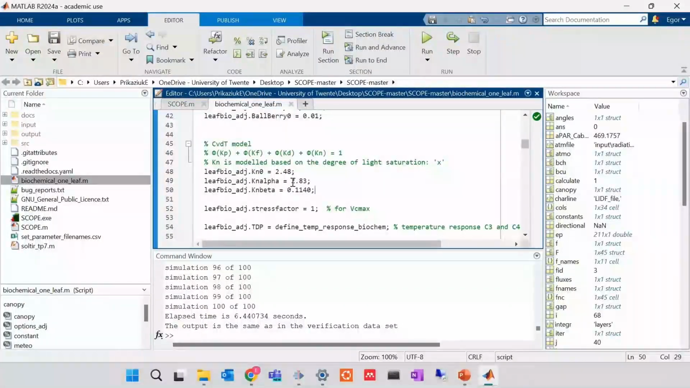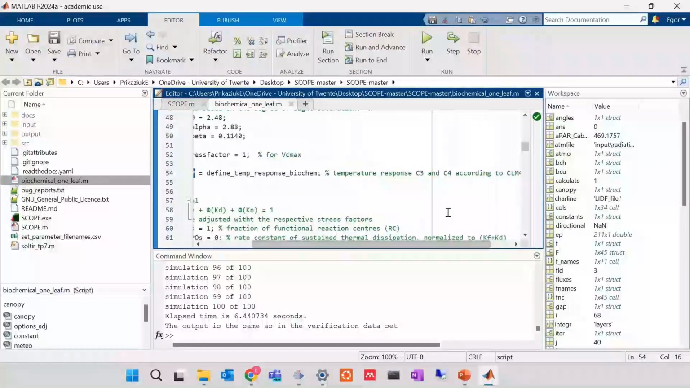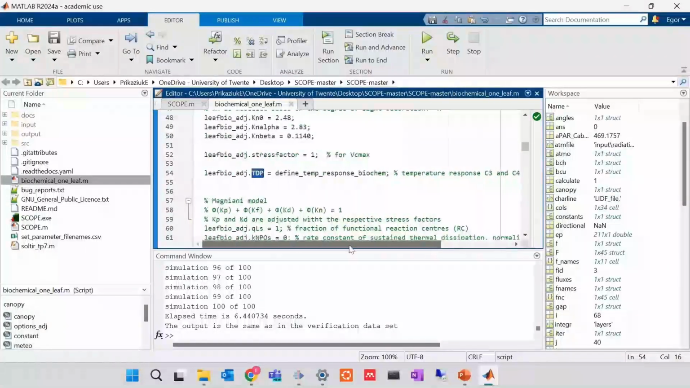And after that, the others are computed. Here, a stress factor is introduced, so we can reduce Vcmax further if we want at leaf level. And the temperature correction is done with a set of functions that are similar to CLM4, Community Land Model 4.